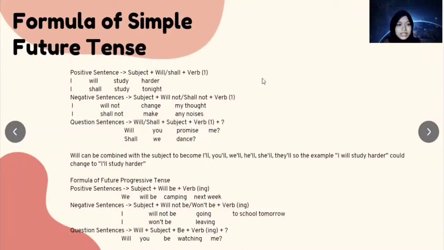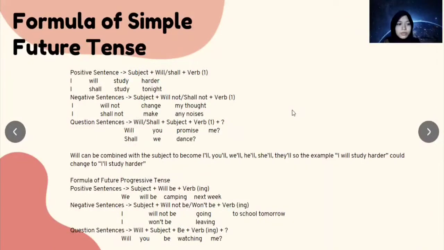And the question sentence with the formula will or shall plus subject plus verb 1. The example is, will you promise me and shall we dance? Will can be combined with the subject. So the example, I will study harder, could change to I'll study harder.